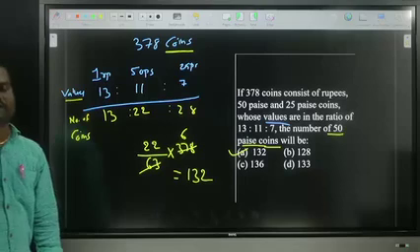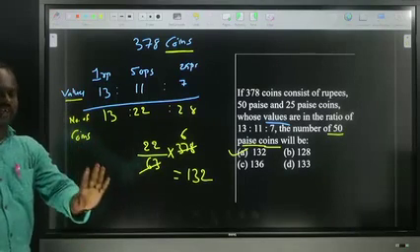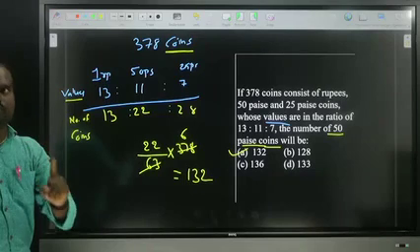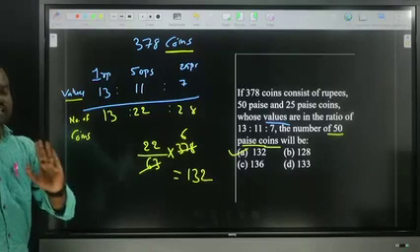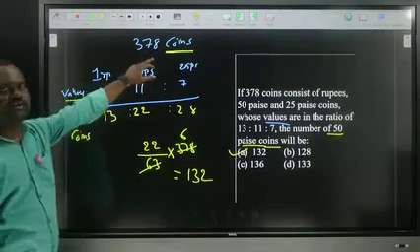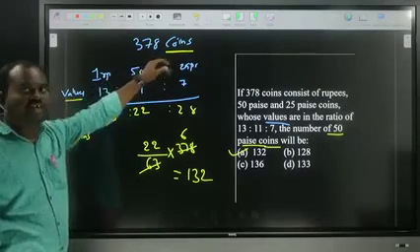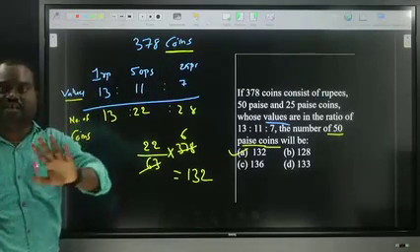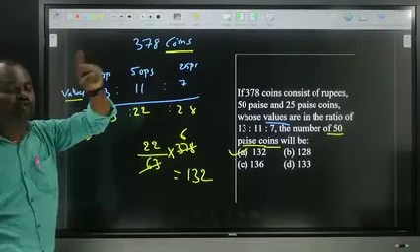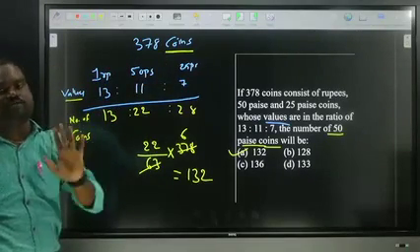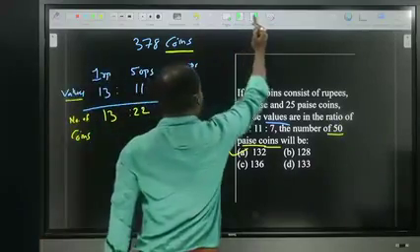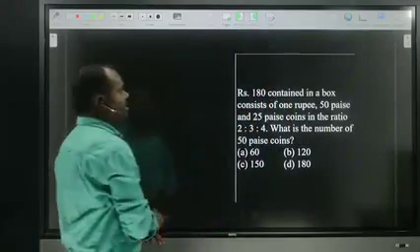Is it clear? What I said? Whenever coins and values are there, first of all convert both into the same category. While converting, always convert the ratio only. We can't convert the other one. If it is coins, the ratio should be coins only. If it is value, the ratio should be value only. If not, we should convert. Okay now, try this.